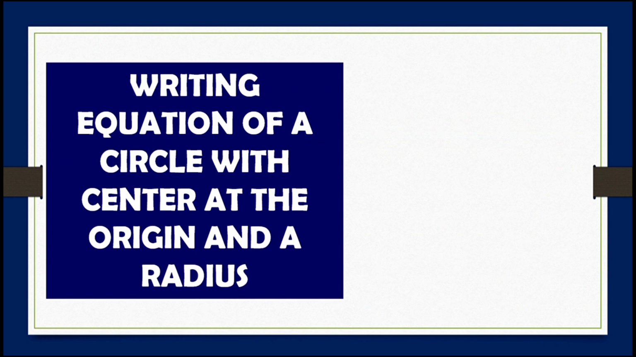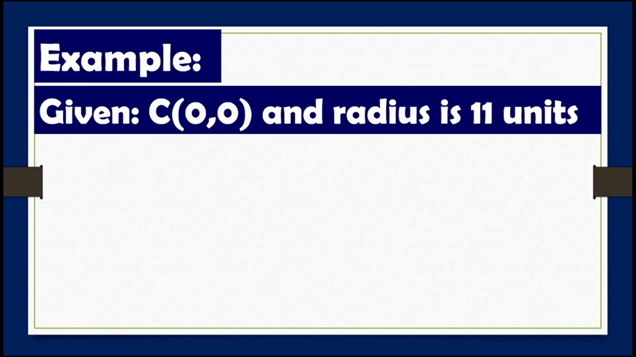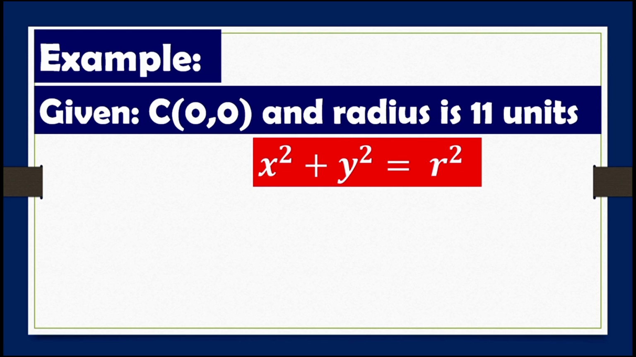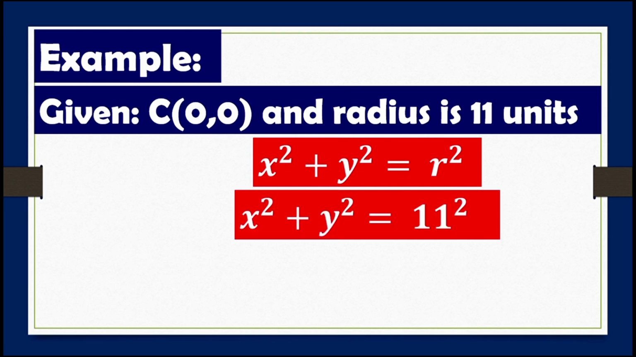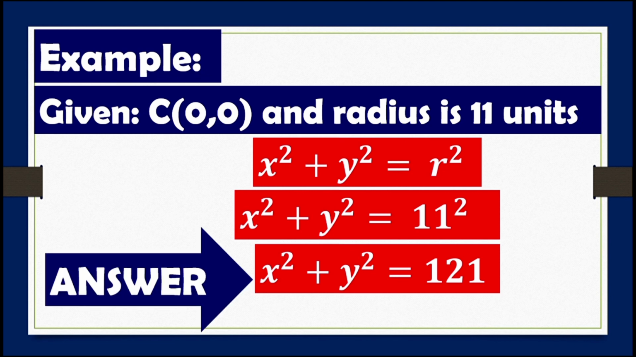So this time, let's try to write equation of a circle with the center at the origin and a radius. Our first example: given coordinates of our center (0, 0) and radius which is 11 units. Again, utilizing our standard form, x squared plus y squared equals r squared, substitute our radius which is equal to 11. Simplifying the equation, it will lead us to x squared plus y squared equals 121. This can be the equation of our circle in standard form.